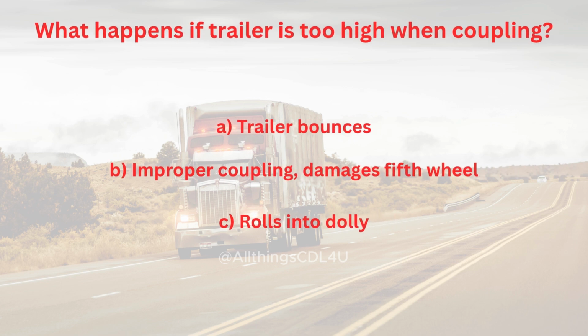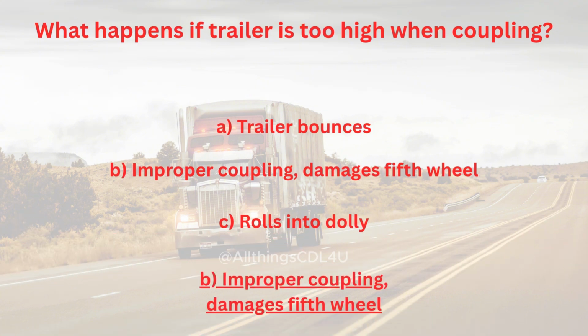What happens if trailer is too high when coupling? A. Trailer bounces. B. Improper coupling, damages fifth wheel. C. Rolls into dolly. B. Improper coupling, damages fifth wheel.